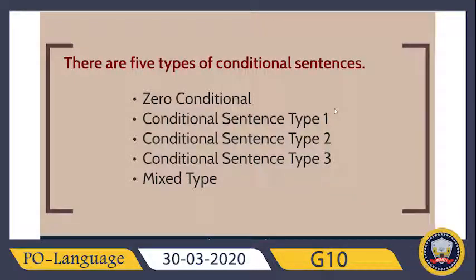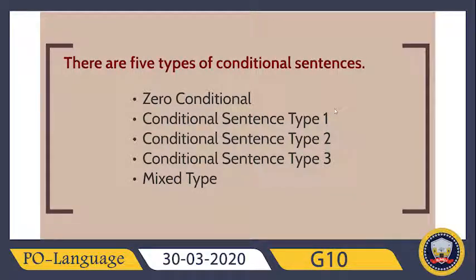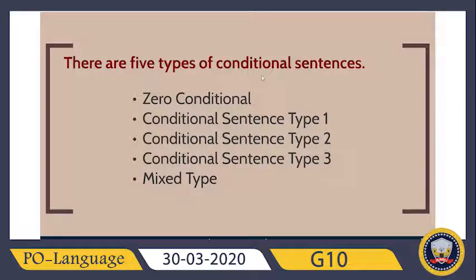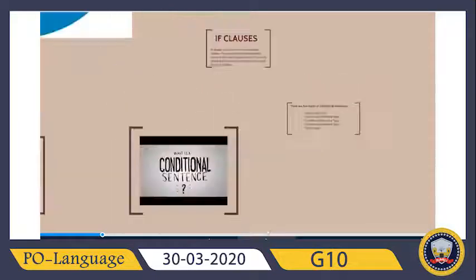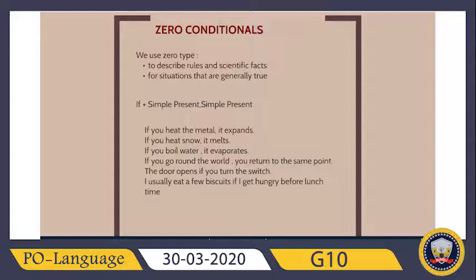We have 5 types of conditional sentences. The first one is zero conditional sentence, type 1, type 2, type 3, and mixed type. So for today, we are only going to talk about the zero conditional and the first conditional. Okay, so let's see the definition.